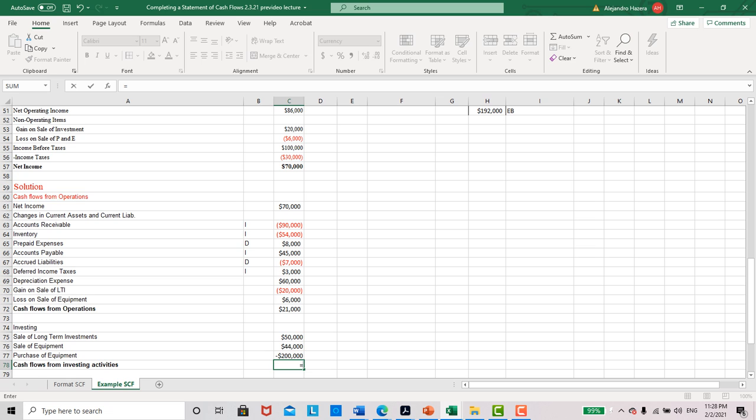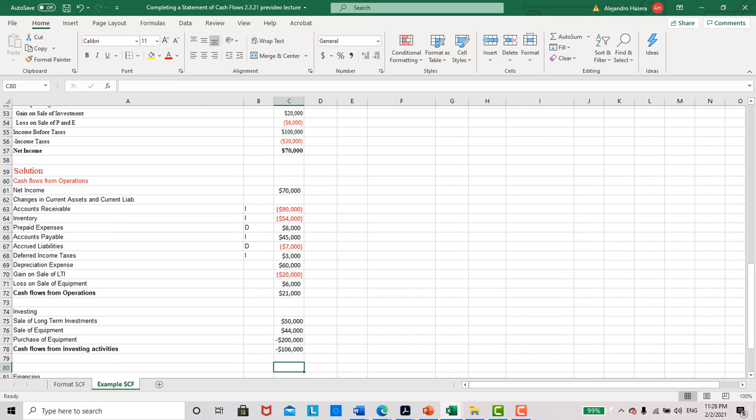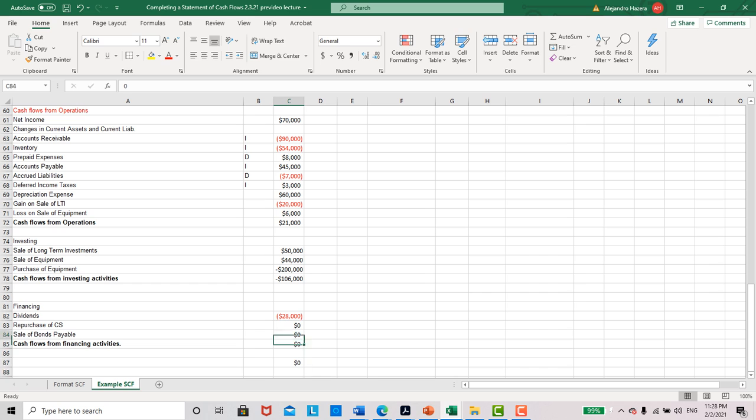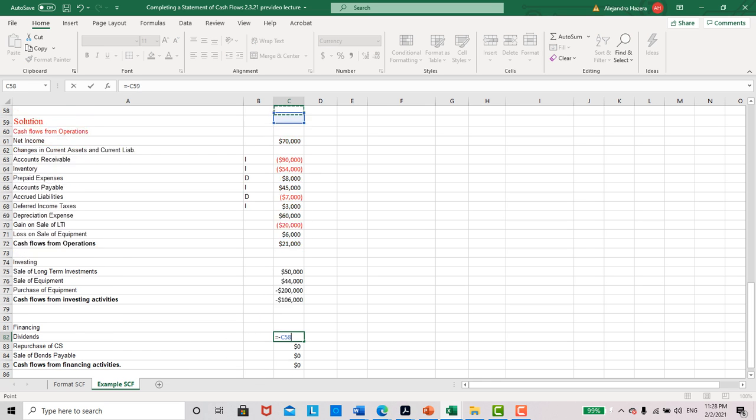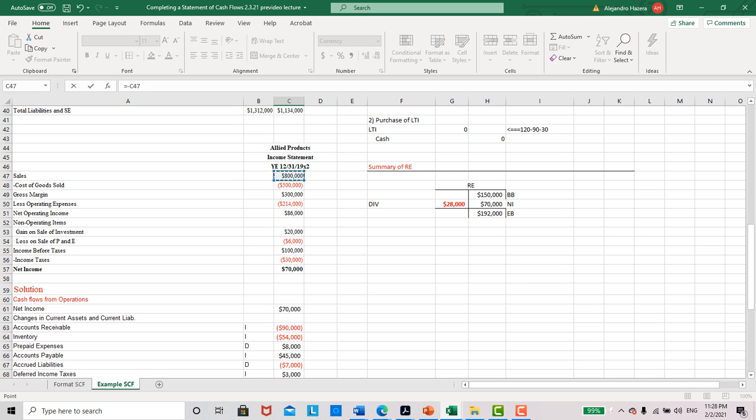And we'll just go ahead and add these 3 numbers up. We get negative 106. That looks good. Okay, then finally, we've got the financing section. I already put dividends in there apparently. Let's see what we got here. I want to make sure I'm getting it from the right place. Yeah, I'm getting it from the right place.